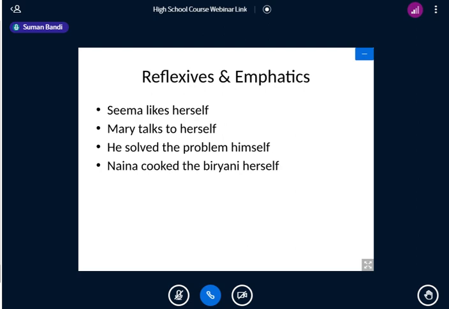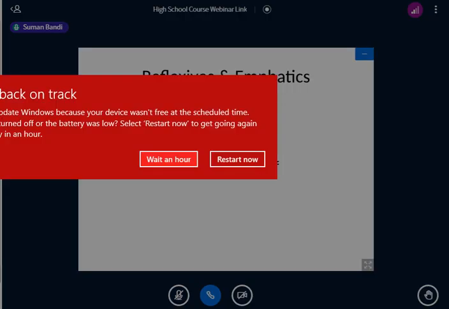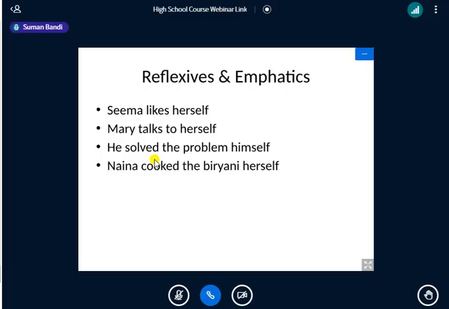Okay, now take away himself and herself from these sentences. See if the sentence is getting affected. He solved the problem. Naina cooked the biryani. So is that word really important there? No, because even without that word, the sentence is still good. So why am I using such a word? It is not compulsory. It is not important.